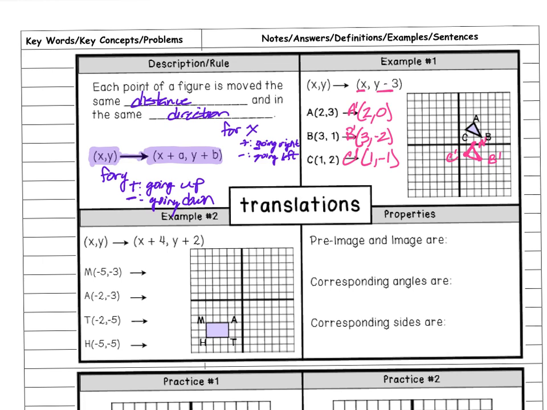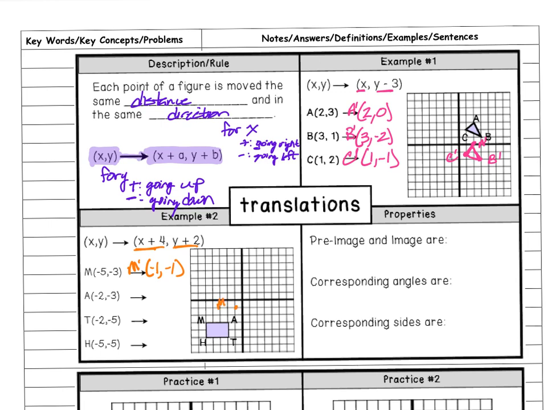Now we're going to try the next one. And what does the next one say I'm going to do? Well, it says I'm going to take x and add 4. So I'm going to slide it 4 units to the right. And then I'm going to take y and slide it 2 units up. So let's see if we can figure out where we go. M prime is going to be negative 5 plus 4, which is negative 1, and negative 3 plus 2, which is also negative 1. So M prime is (-1, -1).